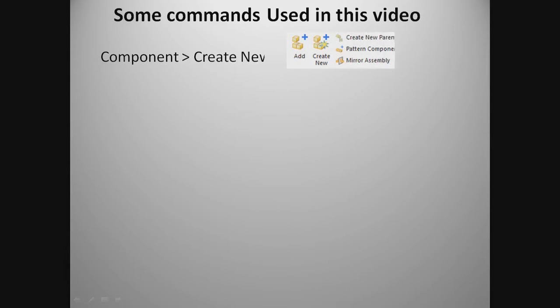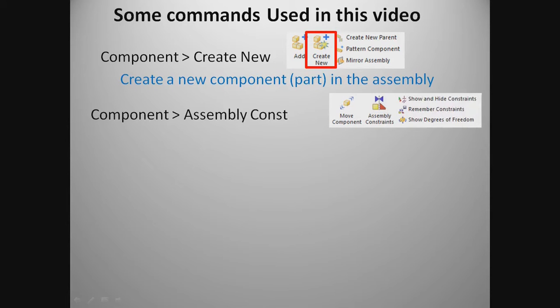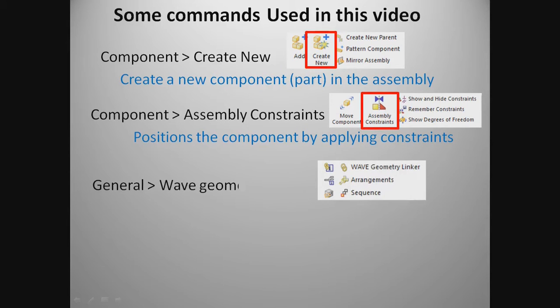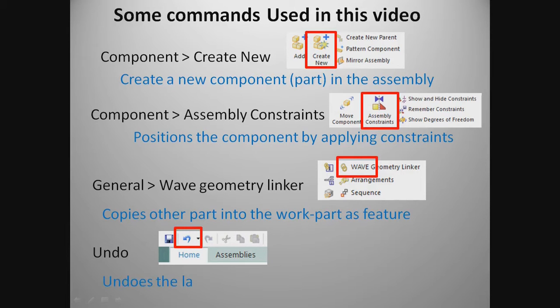Component, create new. Create a new component, part, in the assembly. Component, assembly constraints. Positions the component by applying constraints. General, wave geometry linker. Copies other part into the work part as feature. Undo. Undoes the last action.